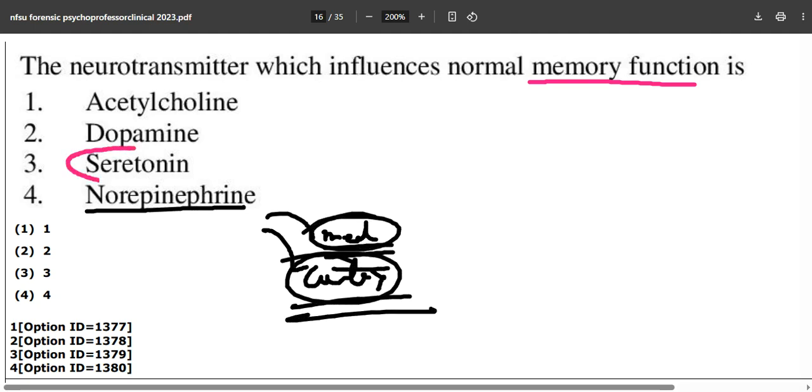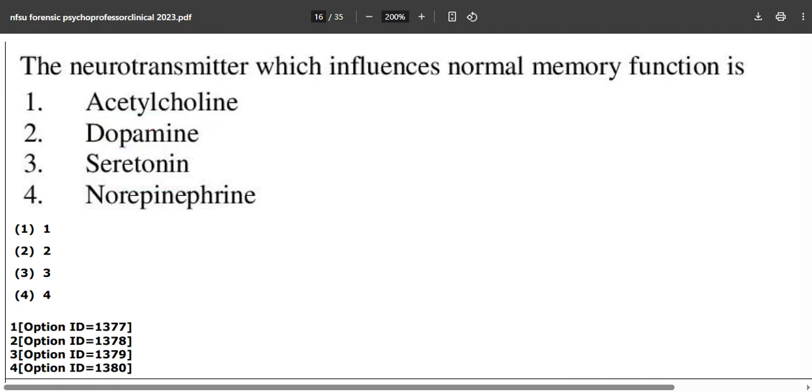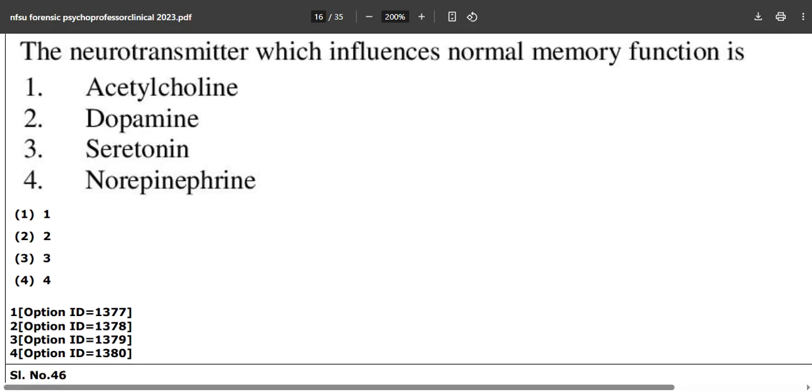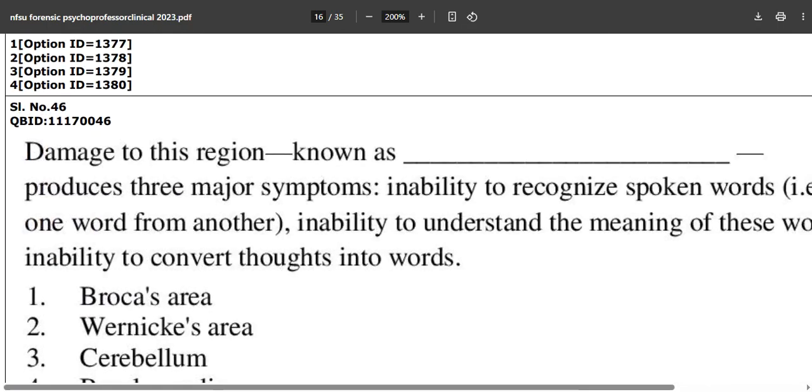Serotonin, obviously not. Dopamine is your pleasure. We have already solved this in this series as well. So what remains is acetylcholine, the correct answer, which influences normal memory function. They have mentioned normal memory explicitly.